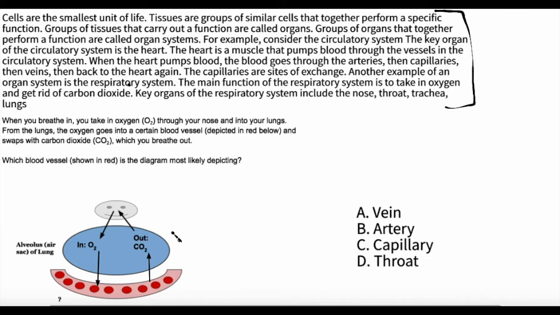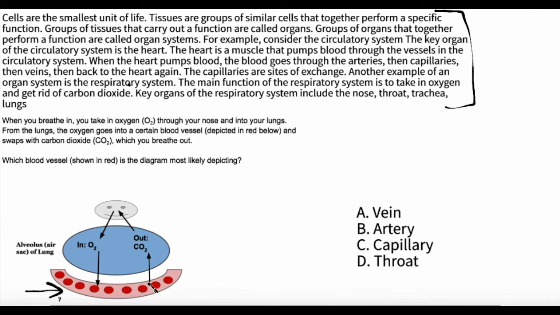So let me explain this diagram because I know it might be small if you're on a phone or a small screen device. It tells us that this blue structure here is the alveolus, which is the air sac of the lung. And we see this red structure right here, and that's really what you're being asked to figure out: is this red structure a vein, an artery, a capillary, or a throat. Now, we see a face here, right? So this is a person's face, and what this is showing is the person breathes in through their nose, and the oxygen goes down into the lung, or the air sac of the lung, this blue structure, and then the oxygen is going to go into this red structure here.